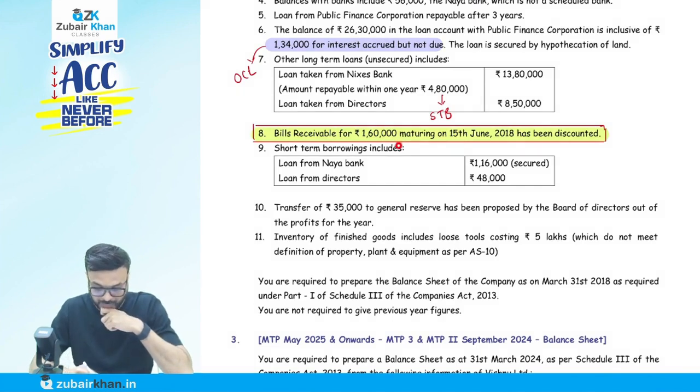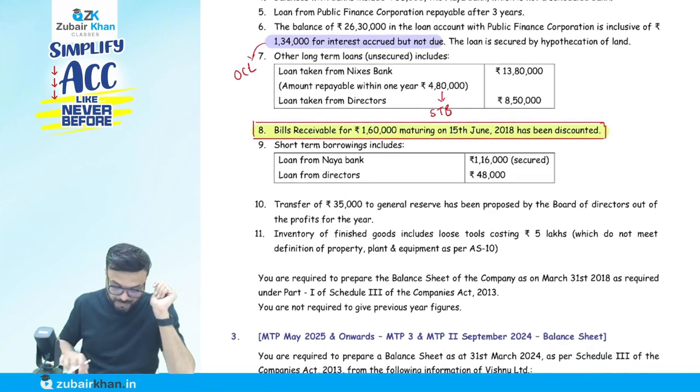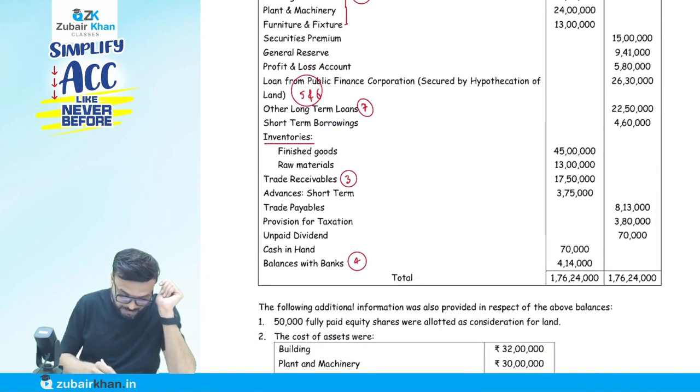Now, short-term borrowing includes loan from Naya Bank 1,16,000 and loan from director 48,000. Short-term borrowing, so point number 9. Is short-term borrowing mentioned? Yes, this is short-term borrowing, point number 9.